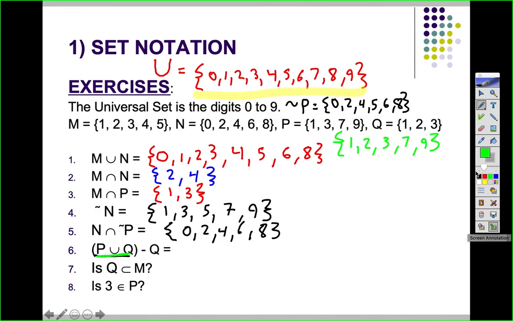Now I'm going to subtract Q. So I'm going to take away anything that's in Q. Take away 1, 2, and 3. What am I left with? I am left with just 7 and 9.